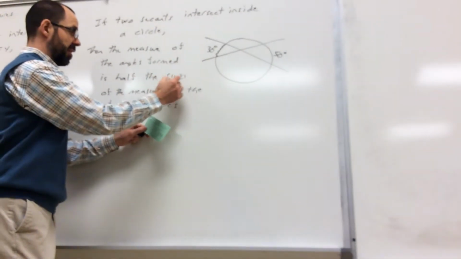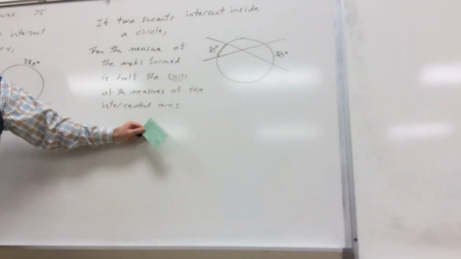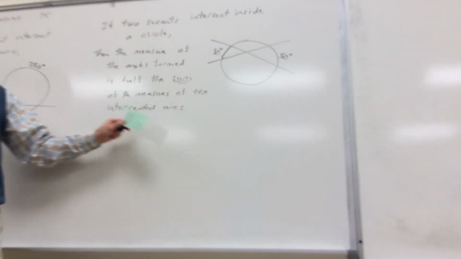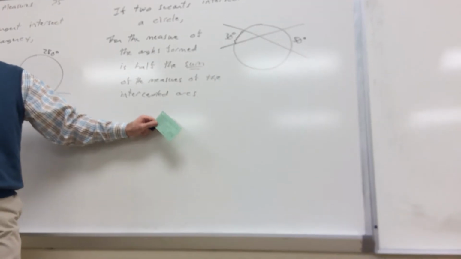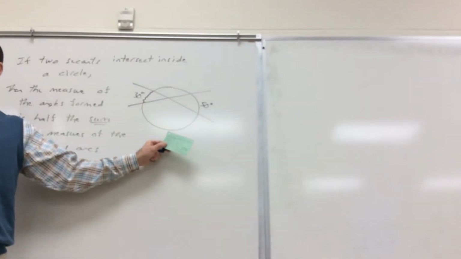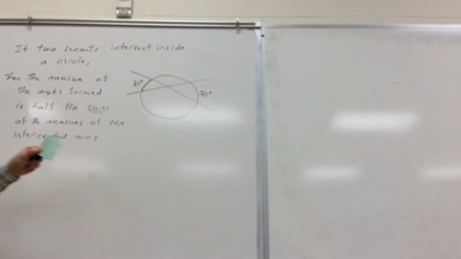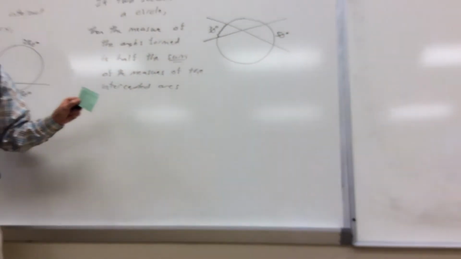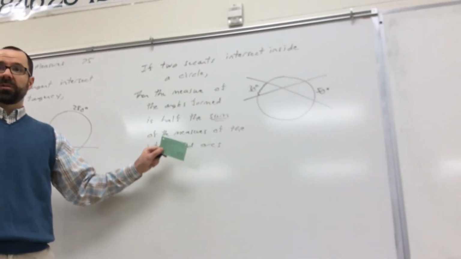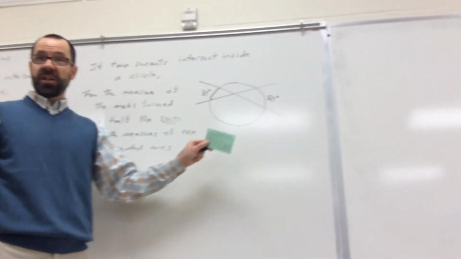So this word sum, what does that mean? Yeah, it's just another way of saying add them up, right? When it says the sum of the measures, you just add up the measures. So that means we're going to take 30 plus 50, which is 80. And then what do you do with the sum? It's half the sum. So this adds up to 80. Half of that's 40.